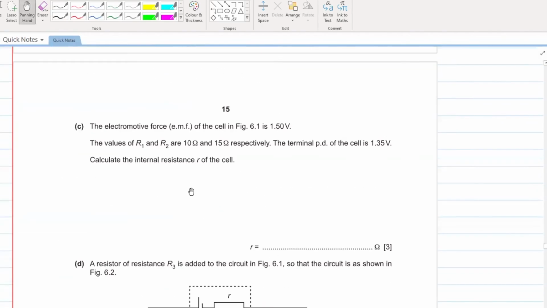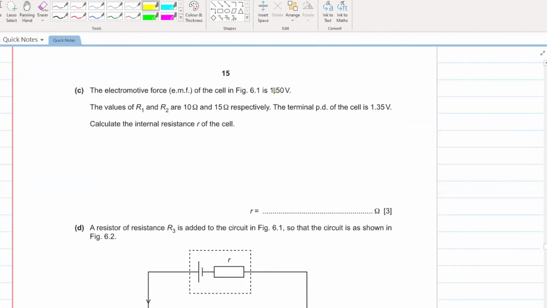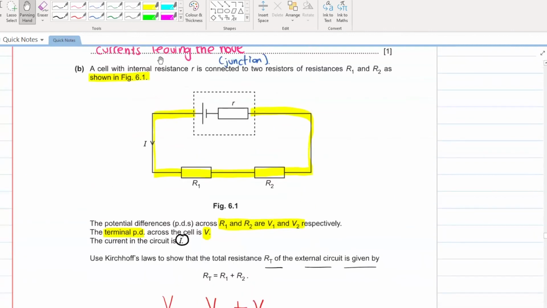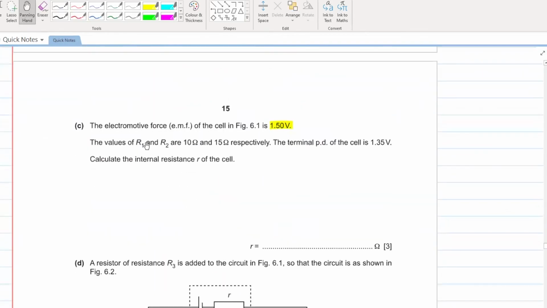Now let's see what is in store next. The electromotive force is 1.5 volts. So what are we given? The voltage of the cell is 1.5 volts. The values of R1 and R2 are 10 and 15 ohms. The terminal potential difference of the cell is 1.35 volts. Calculate the internal resistance of the cell.